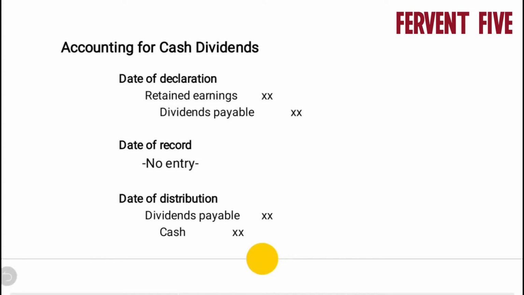Sa date of declaration, debit retained earnings and credit dividends payable. Sa date of record naman, walang entry dahil nga dito pa lang yung binibigay or sinasabi yung pangalan kung sino-sino yung makaka-receive ng dividends. Sa date of distribution naman, debit dividends payable and credit cash.